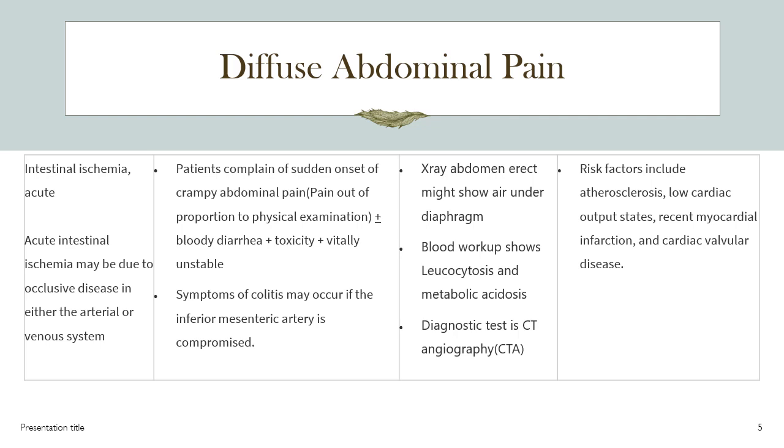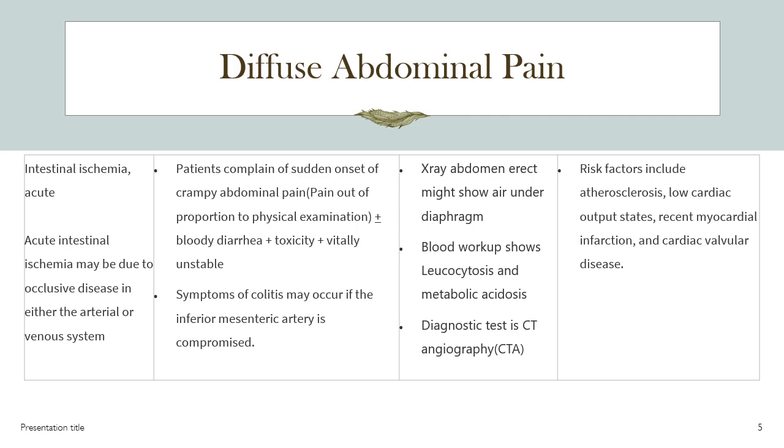So what will you do? You will order a plain X-ray abdomen erect that might show air under the diaphragm if the ischemic gut is perforated. Blood workup will show leukocytosis and some metabolic acidosis. However, the diagnostic test is CT angiography. You have to order CT angiography if you have high suspicion for intestinal ischemia, because it's catastrophic if you wait. The patient might die of sepsis or toxicity from gangrenous gut.